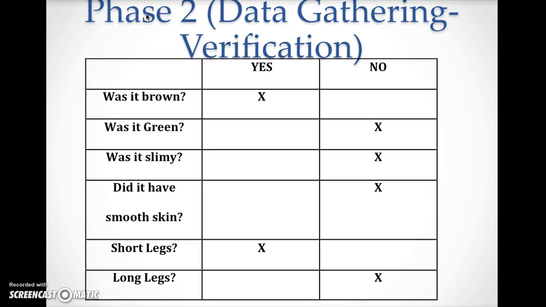Phase 2 of this model is the data gathering verification, and this is when the teacher will give them a chart that looks similar to this one, and this is where the students will begin recording the answers provided by the teacher. So when they ask if it was brown and the teacher answers, they're going to mark the square, the appropriate square.